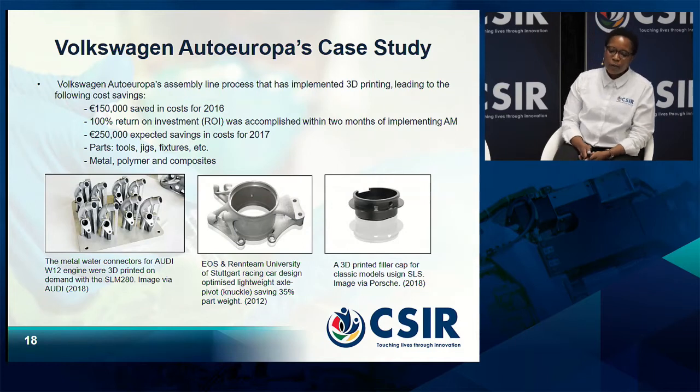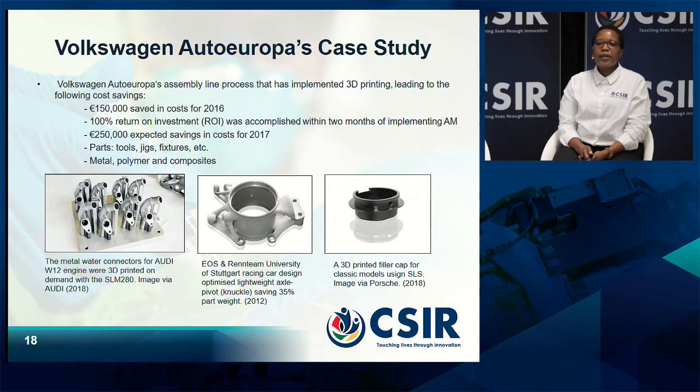The automotive industry. Volkswagen is one company that actually uses additive manufacturing, not necessarily for structural parts, but within their production facilities, where you can build parts, tools, jigs, and fixtures that are needed at different times. And through this project, they realized a return on investment of about 150,000 euros, and also 100% return on investment within 2 months of implementing additive manufacturing within their facilities.